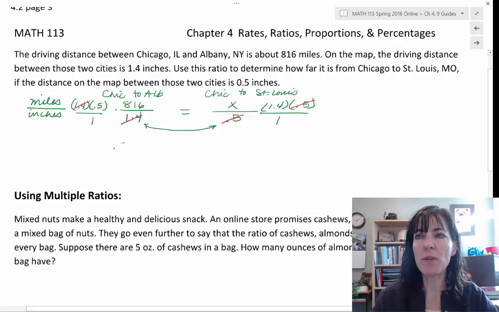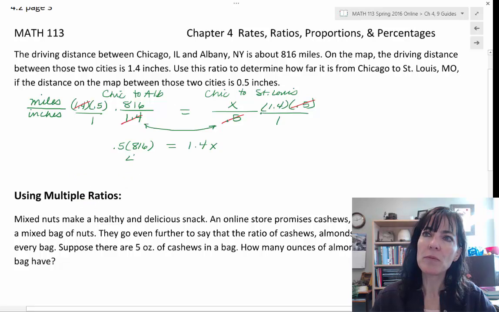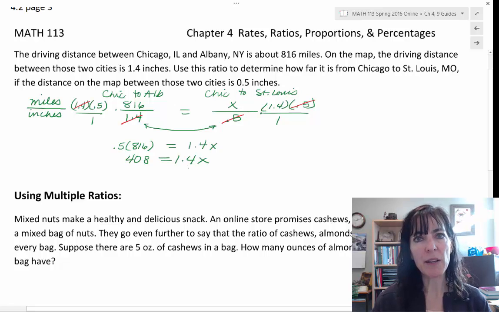On the left, I have 0.5 times 816 equals, on the right I have 1.4 and I have x, so I'm going to put them in that order, 1.4x. Again, I want to solve for x, but first I'll multiply 0.5 times 816, and I get 408 equals 1.4x.